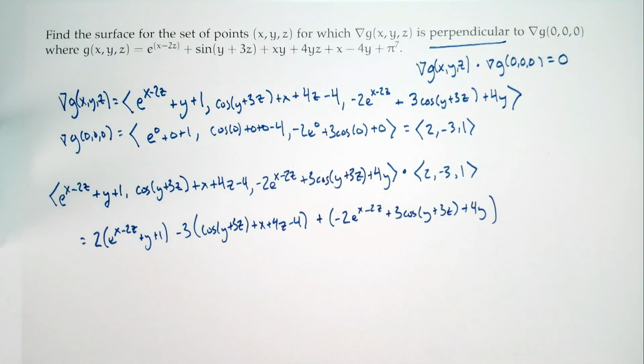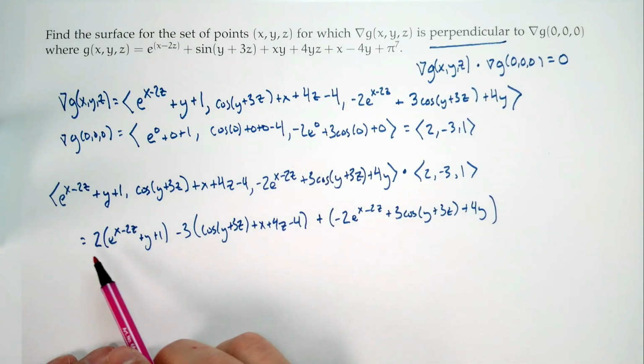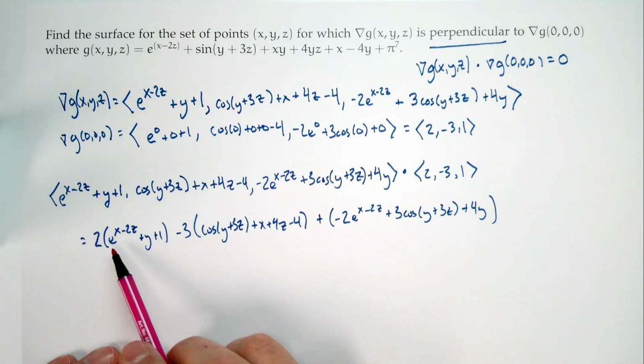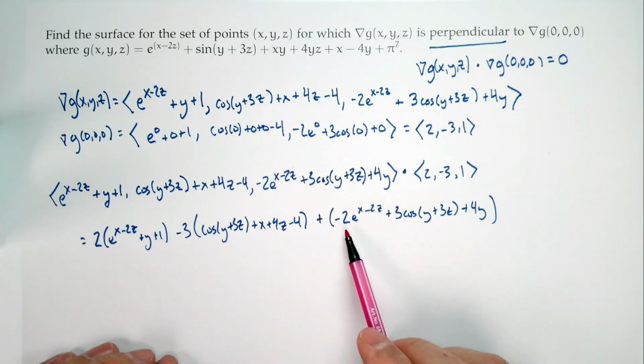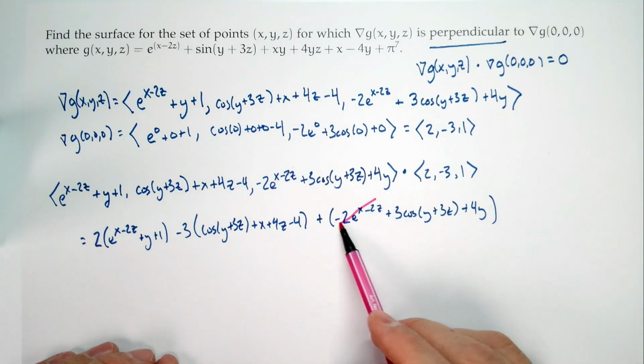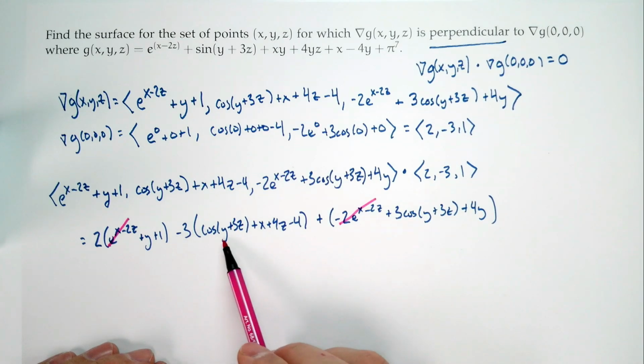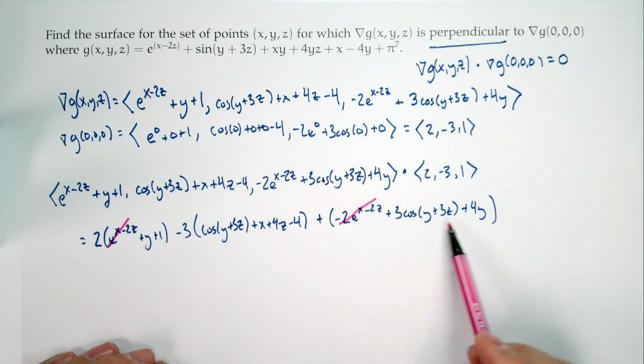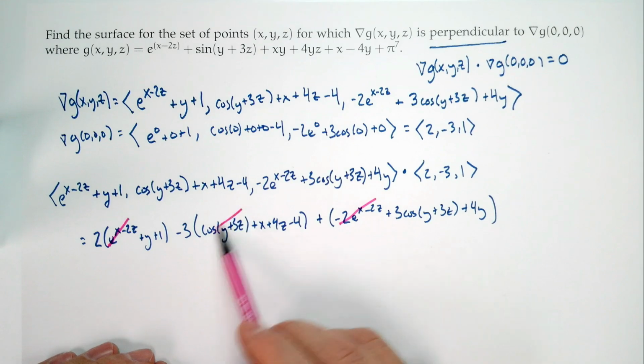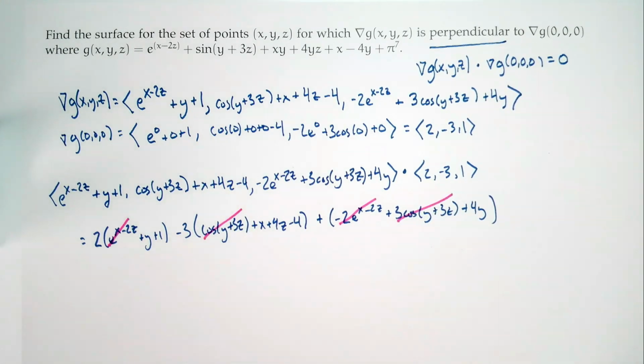Well, let's see if it doesn't simplify. Now, reasonably speaking, it shouldn't simplify. However, in mathematics, oftentimes unreasonable things happen, and this isn't just some random function, it was well chosen. Notice that we have 2 e to the x minus 2z. Over here we have minus 2 times e to the x minus 2z, and therefore those things will cancel. Here we have minus 3 times cosine of y plus 3z. Here we have plus 3 times cosine of y plus 3z. So those will actually cancel as well.